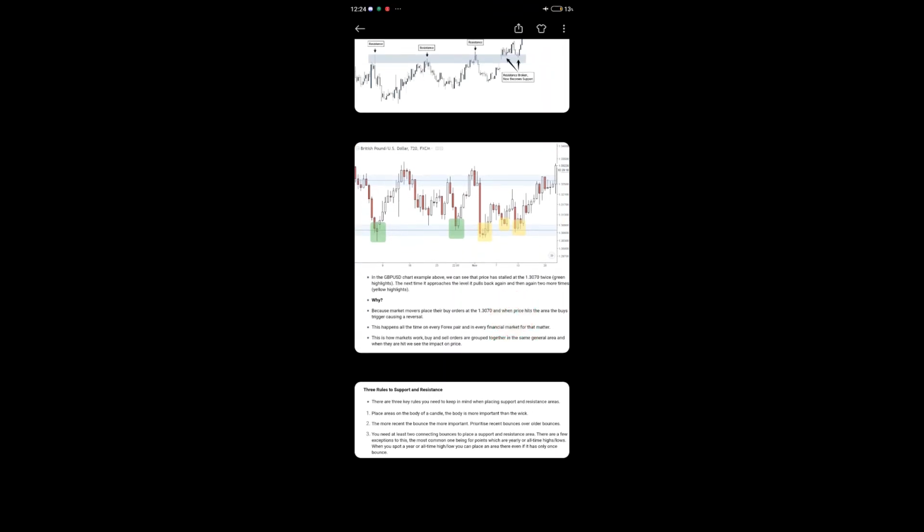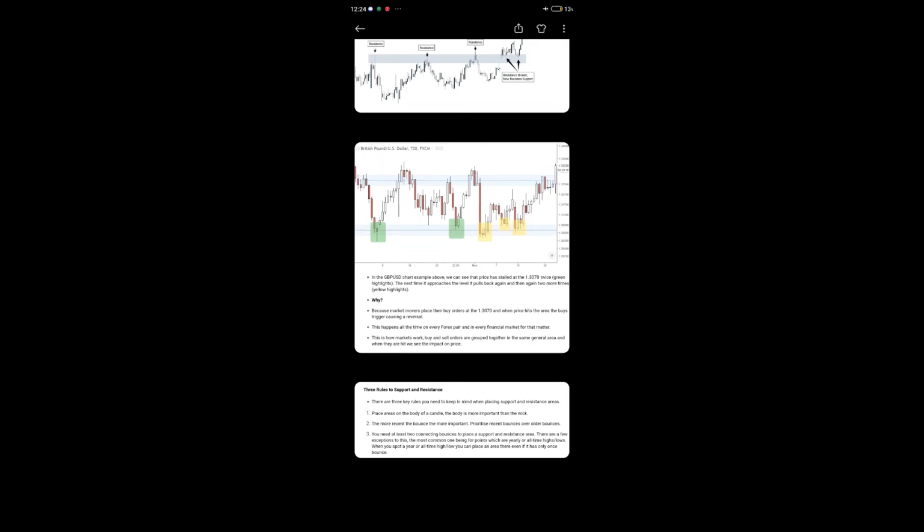Rule 3: you need at least 2 connecting bounces to place a support and resistance area. There are a few exceptions to this, the most common one being points which are yearly or all-time highs and lows. When you spot a yearly or all-time high or low, you can place an area there even if it has only one bounce.